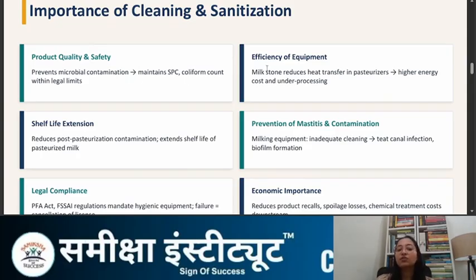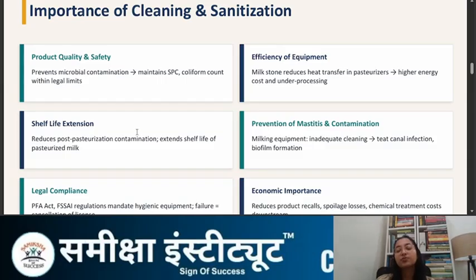Then, to also improve the efficiency, because if there are milk stones or milk soil, what will happen? It will reduce the efficiency. How? Because it will interfere with heat transfer during pasteurization, so heat will be lost and higher energy will be required, and it will lead to lower efficiency of our dairy plant.